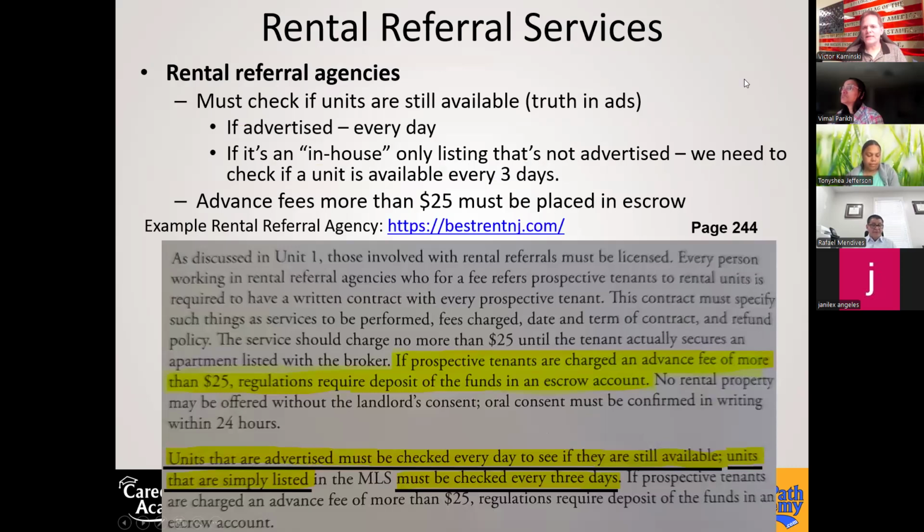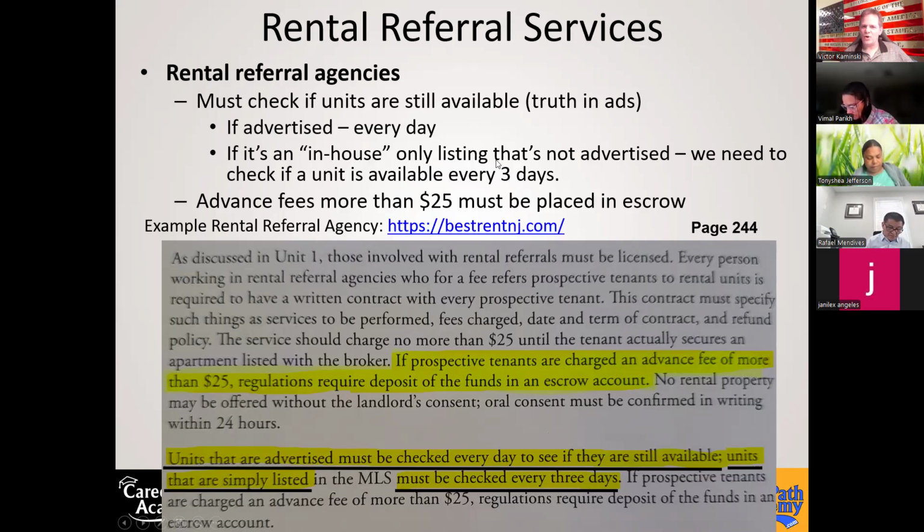So rental referral agencies, rental referral services. Remember, we went over this at the end of chapter 1. You must check to see if units are still available. If you advertise that property, you need to check with the owner every day to see if one of those units are still available, because the owners in these apartment complexes have their own rental offices where they could have rented them out on their own. So we can't continue advertising a property as available when in fact it's not.